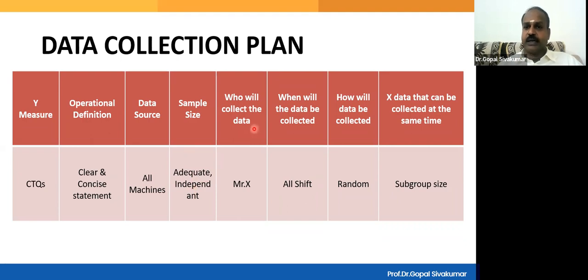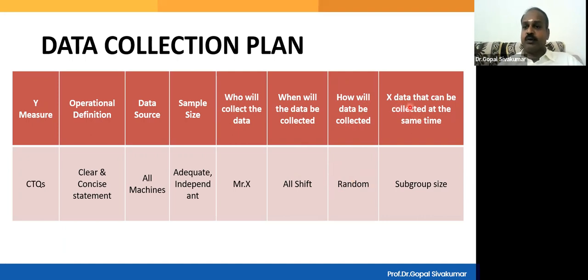And then who should collect the data? You are assigning that also, Mr. X. And when that individual should collect the data, should he collect the data only from a particular shift or from all shifts? And then within a shift, at what time should he go and collect the data? So that information also you should tell. And how will data be collected? Do you want the data to be collected in a random manner or in a systematic manner? Random means, anytime he can go in a particular shift and collect the data. Systematic means every 4th output or every 10th output, every 100th output, he will collect the data. So how the data should be collected.